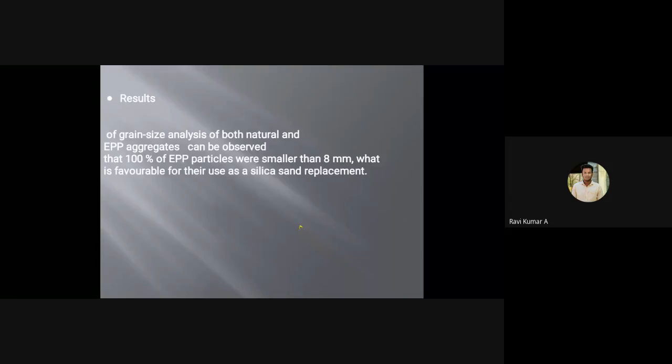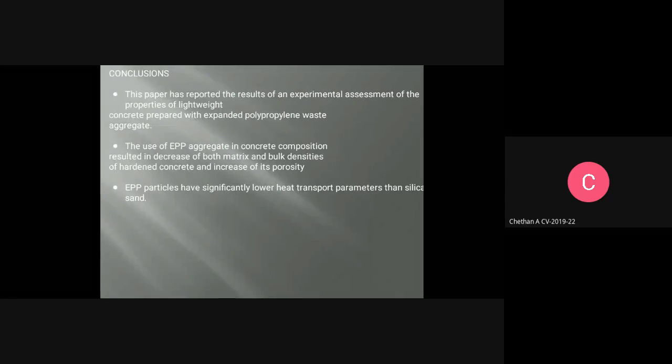So finally, the probable outcomes of the project are: the lightweight concrete is prepared by using EPP aggregates, and the use of EPP aggregates results in a decrease of bulk density of concrete in the hardened stage, because the EPP particles have significantly lower heat transport parameters. When EPP aggregates are added to the cement, the thermal conductivity of the concrete reduces, but the workability of the nominal concrete and the concrete mixture with EPP particles are the same. Thank you.